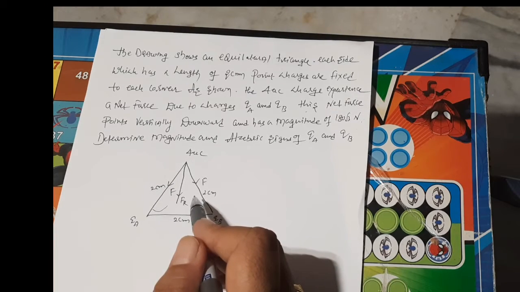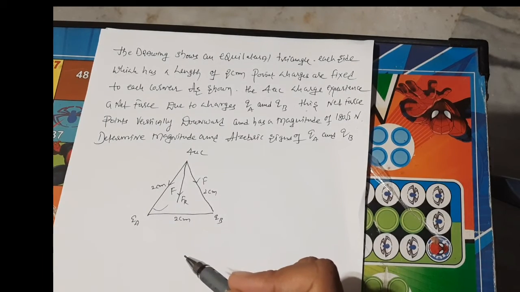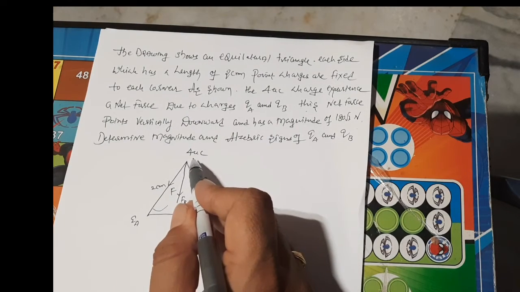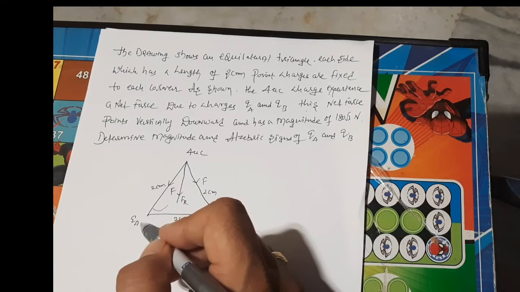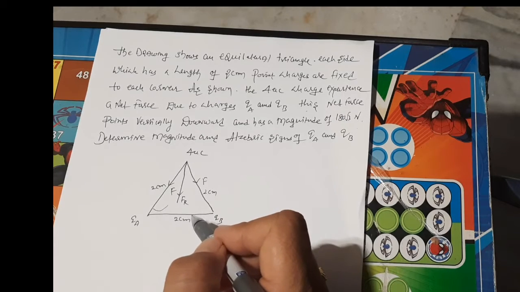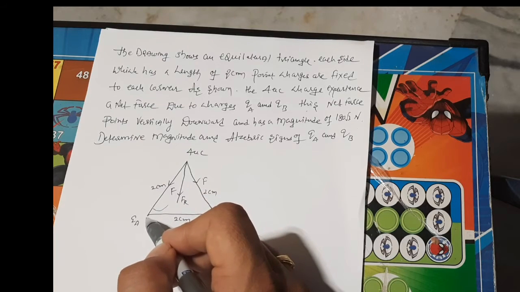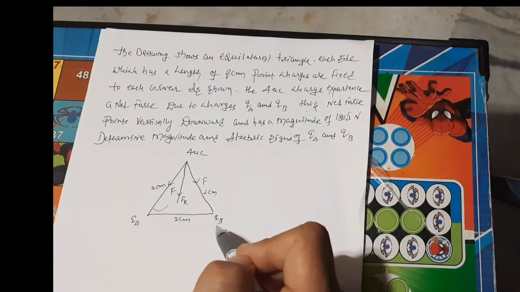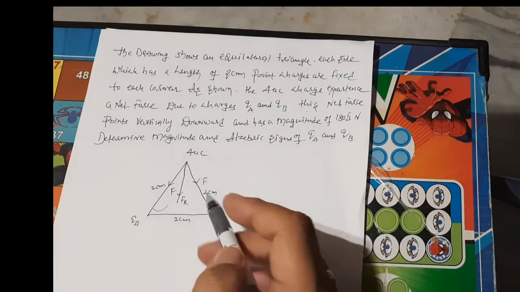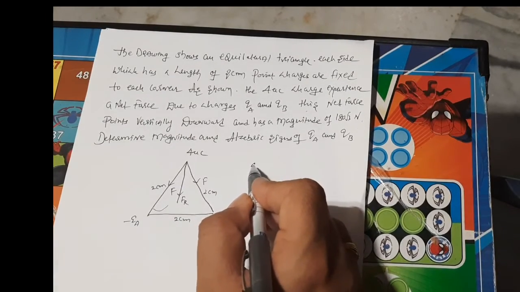Whenever forces are equal, the charges are also equal, because the distance is 2 centimeters and the test charge is 4 microcoulombs. When QA and QB are both equal, the forces are equal. Also, the direction of force is along this direction, meaning QA and QB must be negative charges. So these two are negative charges. That means QA is equal to QB, let us assume, equal to minus Q.